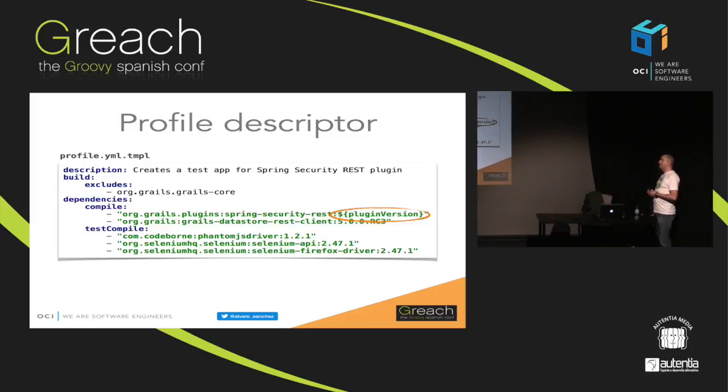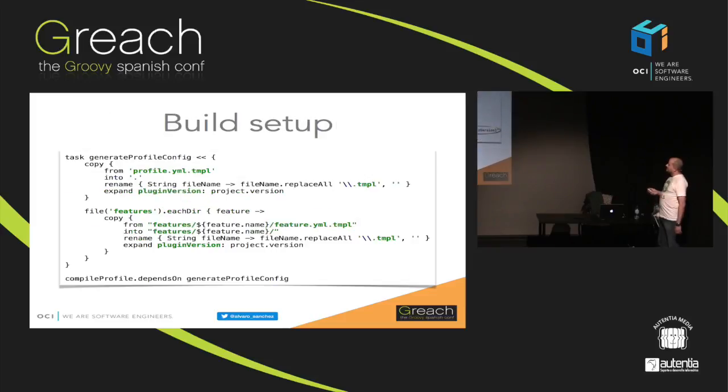Because the profile.yaml is not capable of having variables. So this is the profile descriptor. This is the information that Grails takes to generate the application build.gradle, right? And one thing you can do is to create a template with a variable, and then you can do the same on the different features.